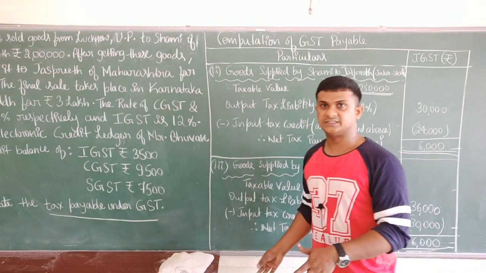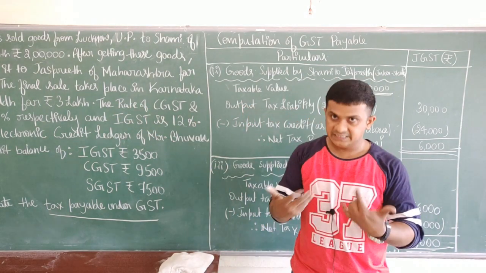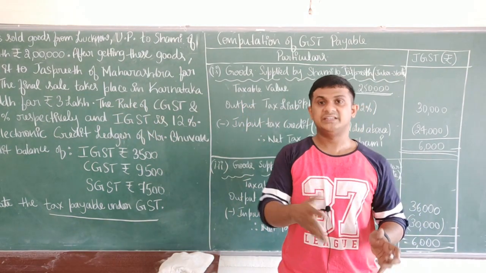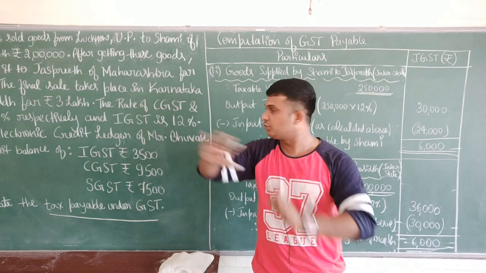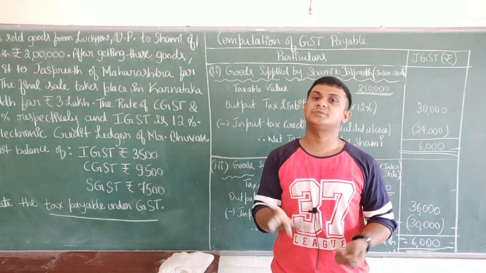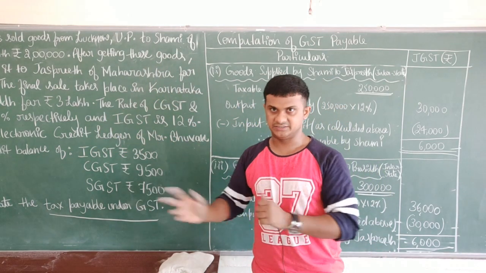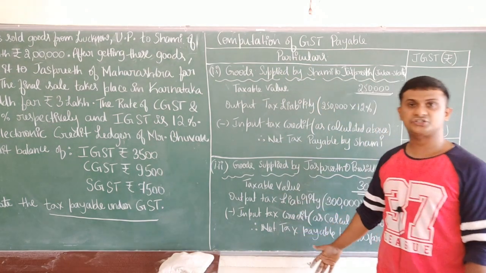So here our calculation ends, because Prasid, this is a final sale. Prasid has purchased the goods, whether he has sold the goods to somebody, no idea. That means Prasid is actually consuming the goods. Consumers will not get input tax credit because they cannot sell it to others, right? So our computation ends here.